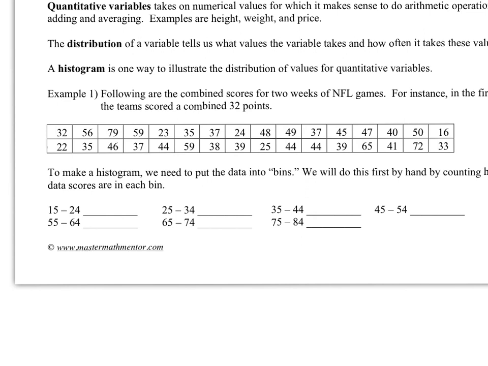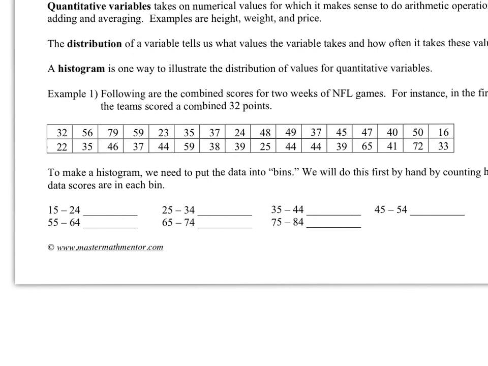What we're going to do here is, these are called bins. Arbitrarily, somebody decided to make a score from 15 to 24 fit in one bin, and any score from 25 to 34 in one bin. Why do they get these numbers? Looking at the NFL data, the smallest data is 16, I think. They could have started at 16 and counted up, but they chose, for whatever purposes, to start at 15.